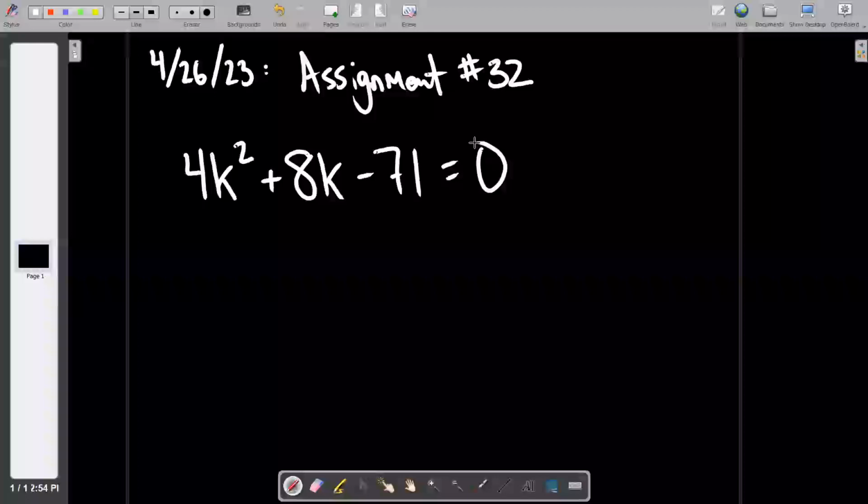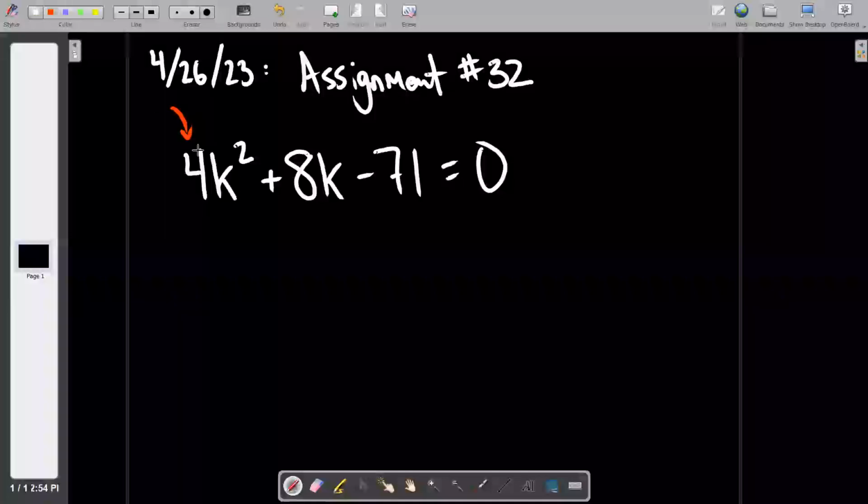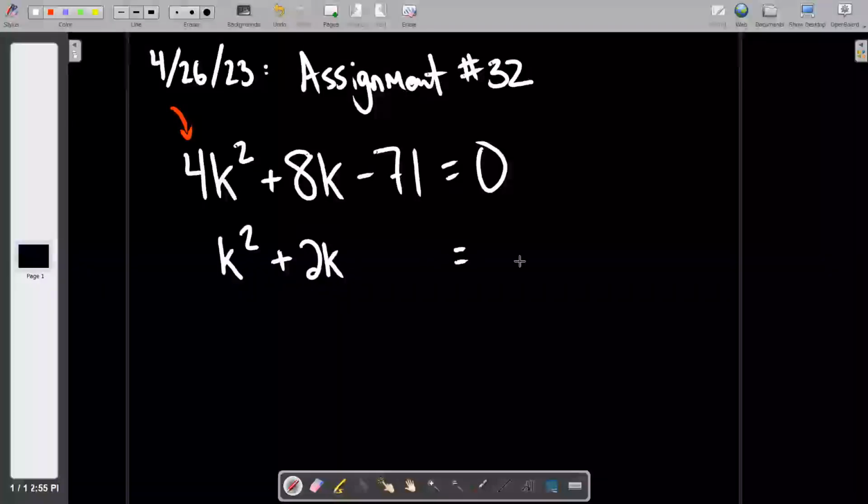But kind of knowing where we're headed with this, we know we have to first off kill this 4, and the only way to kill that 4 is to divide everything. Remember, you can't pick and choose who you divide. You got to divide the whole shooting match by 4. So if I divide everybody by 4, I wind up with k squared plus 2k, and then I'm going to leave an awkward space, and I'm going to move that 71 to the other side.